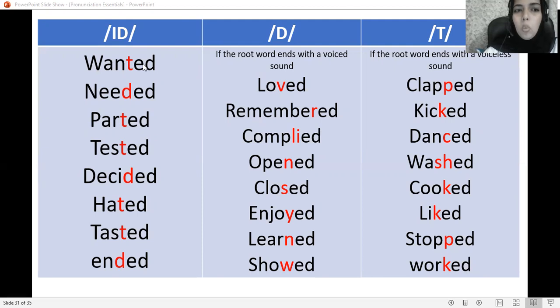So once again, wanted, needed, parted, tested, decided, hated, tasted, ended, loved, remembered, complied, opened, closed, enjoyed, learned, showed, clapped, kicked, danced, washed, cooked, liked, stopped, worked. So let's start, Fatma.